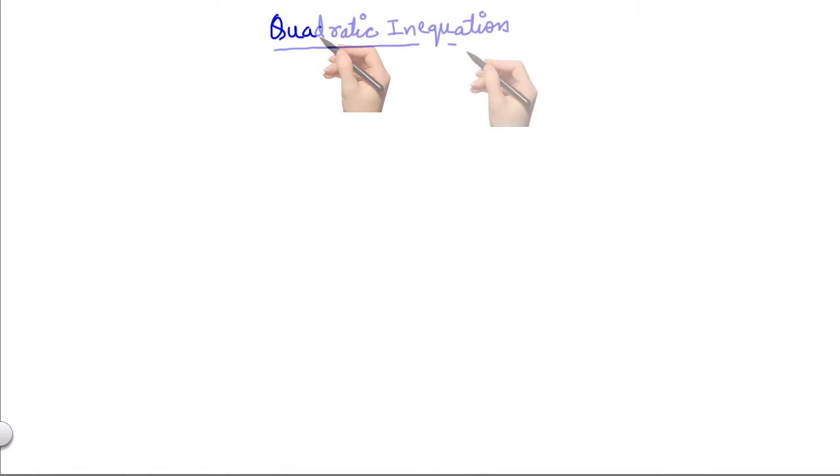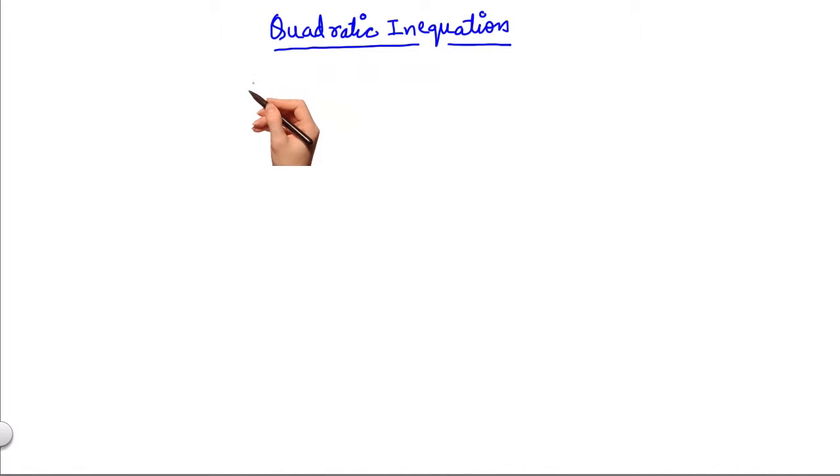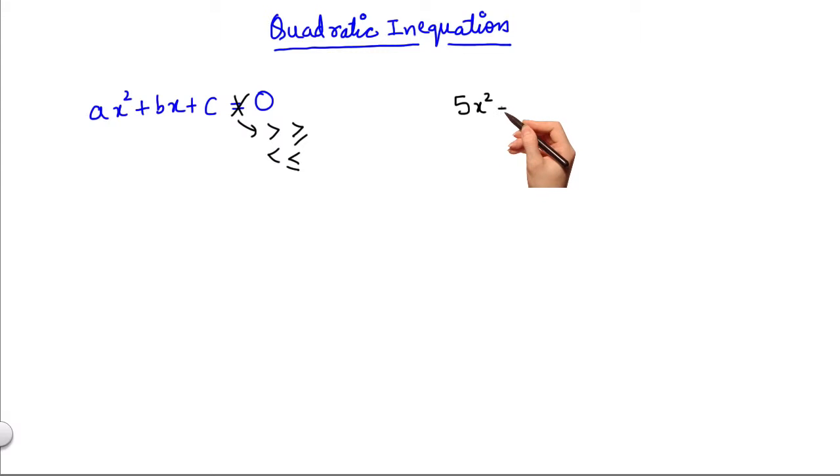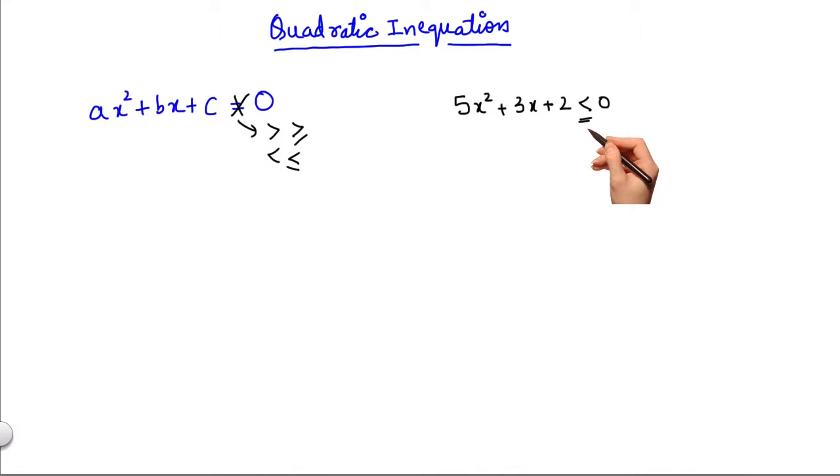In this section, we will learn about quadratic inequations. A quadratic inequation is nothing but a quadratic polynomial which has, instead of an equal to sign, a greater than or a less than sign. Some examples of a quadratic inequation would be, say, 5x squared plus 3x plus 2 less than 0. This less than sign makes it a quadratic inequation.